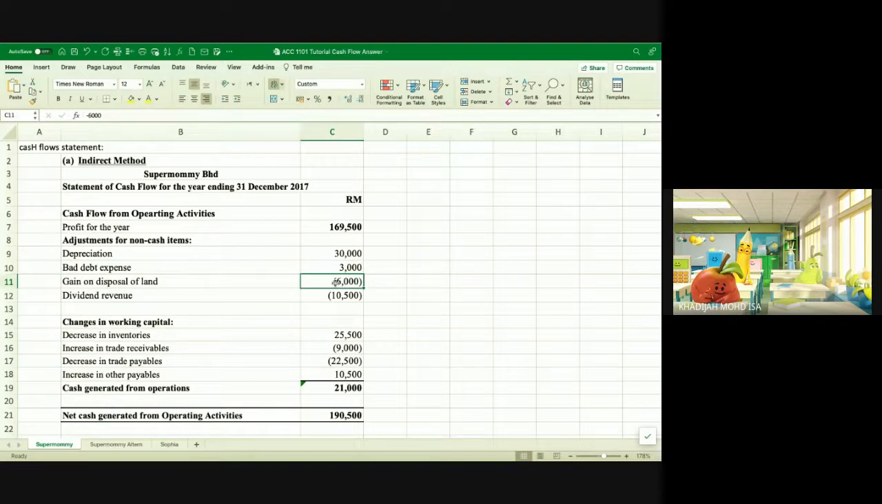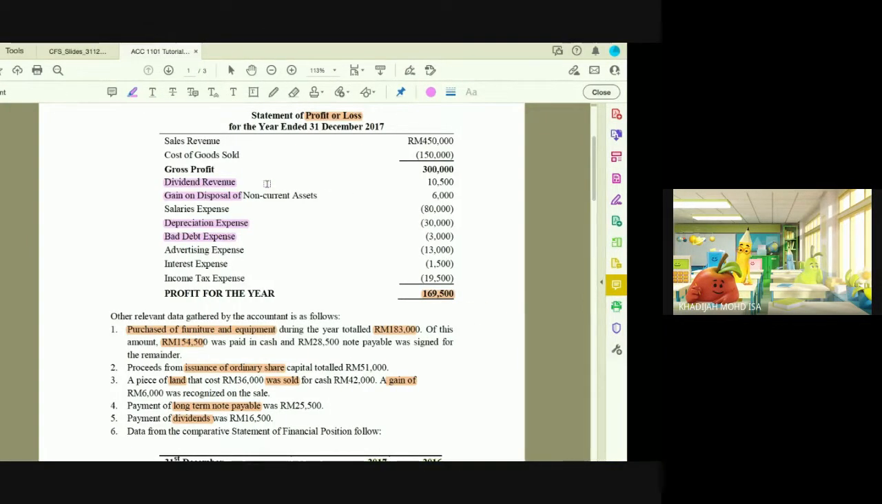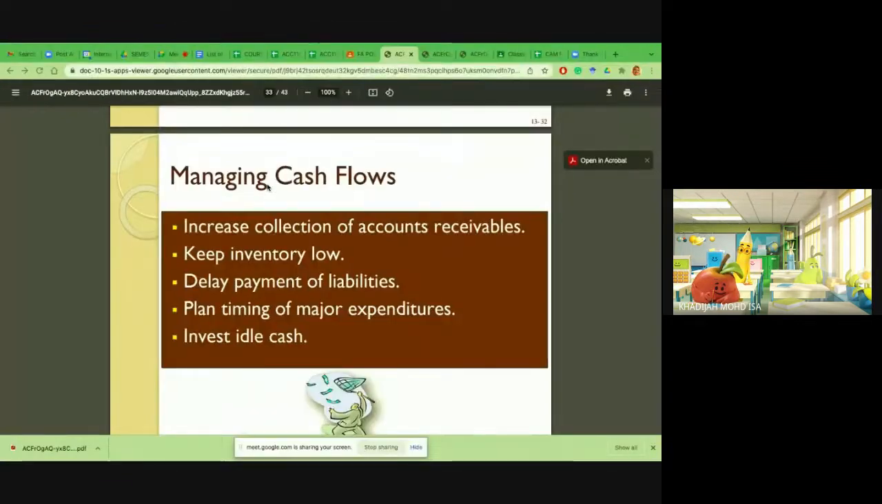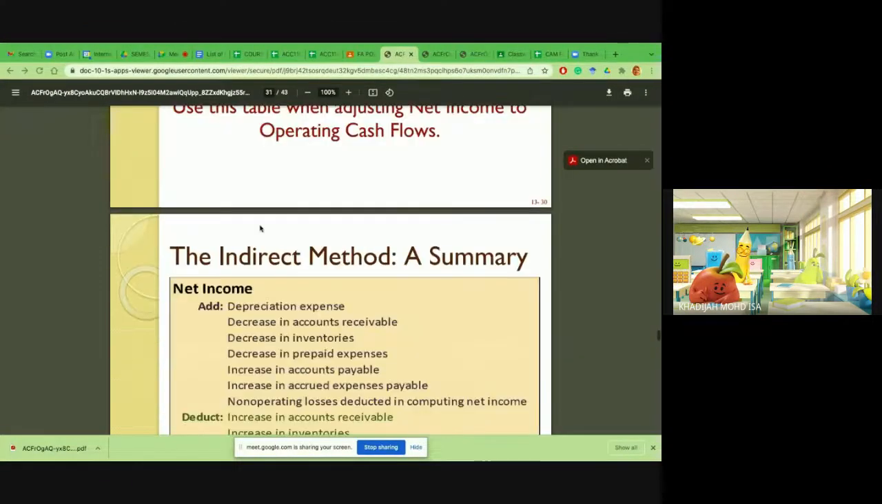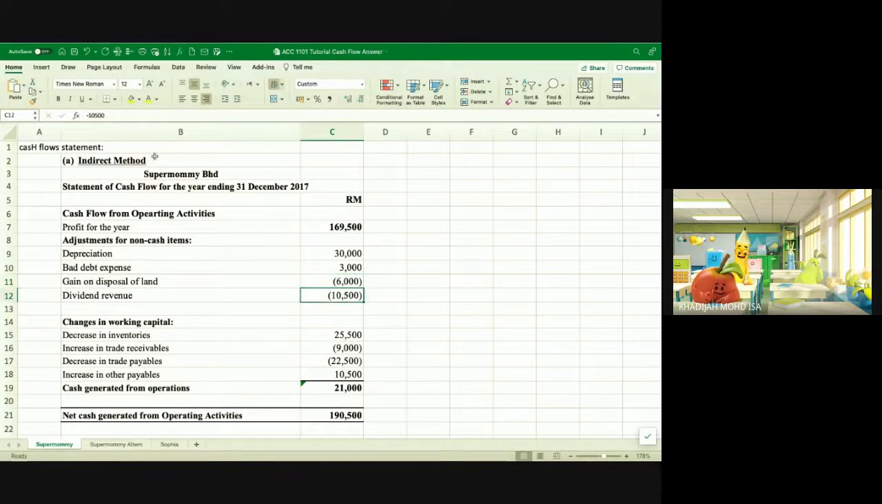Gain on your, and then dividend revenue. Dividend revenue, why is it there? I'm not sure. Anyone can help me why you have dividend revenue there? Ada ke revenue kat sini? Tak ada pun dividend. Right? So I'm not sure about this. I will highlight this first.